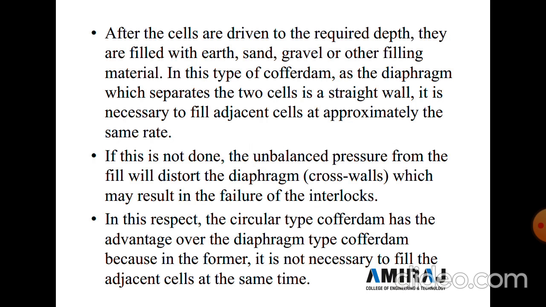In this type of cofferdam, as the diaphragm separates two cells in a straight wall, it is necessary to fill adjacent cells at approximately the same rate. If this is not done, the unbalanced pressure from the filled cross section wall may result in a failure of interlocking. In this respect, the circular cellular type cofferdam has the advantage over the diaphragm type cofferdam, because in the former it is not necessary to fill the adjacent cell at the same time.